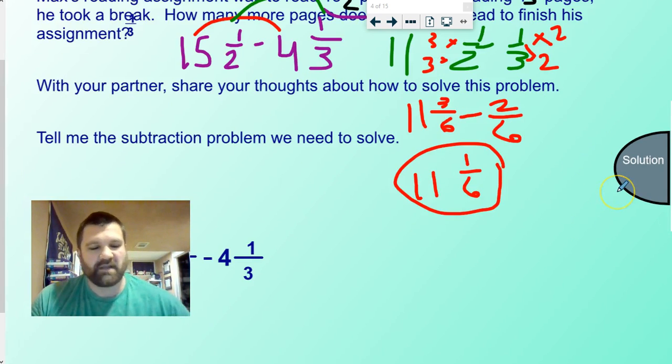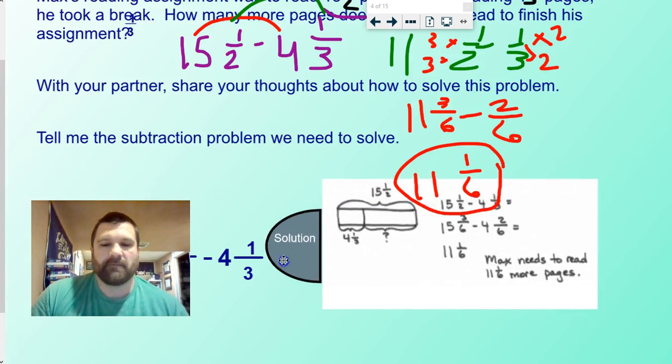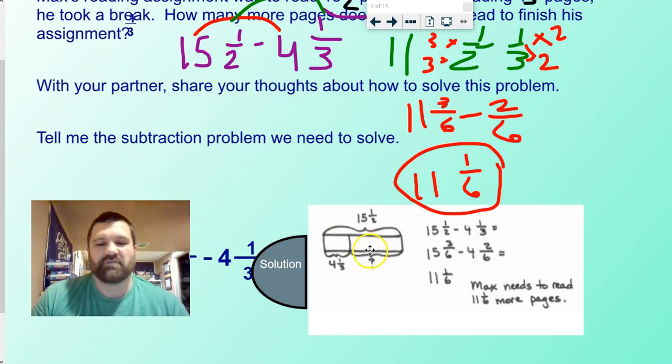And we can, of course, check our work. So you could have drawn a picture, right, of the whole 15 and a half. You took away 4 and a half, or 4 1/3. And then what was left. So Max needs to read 11 and 1/6 more pages. Okay.